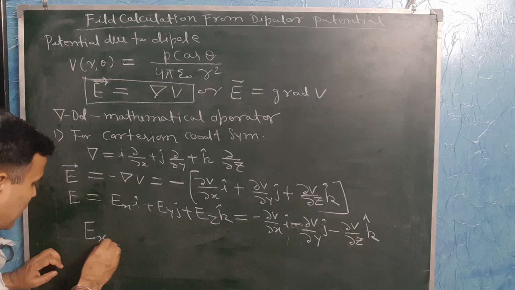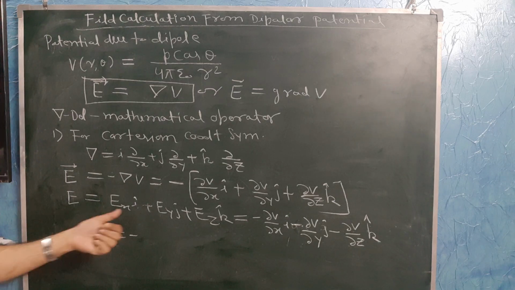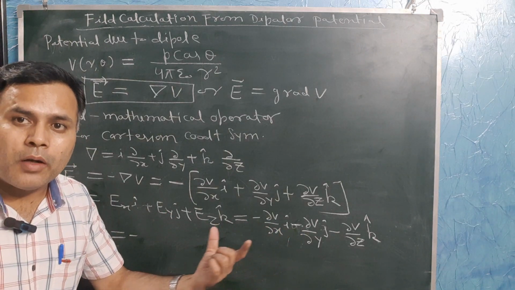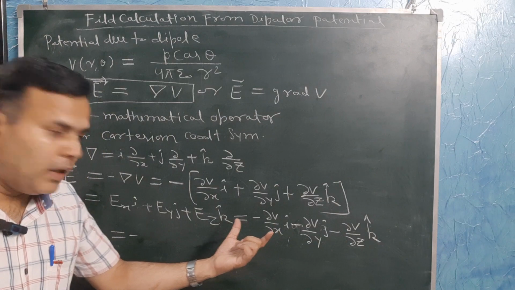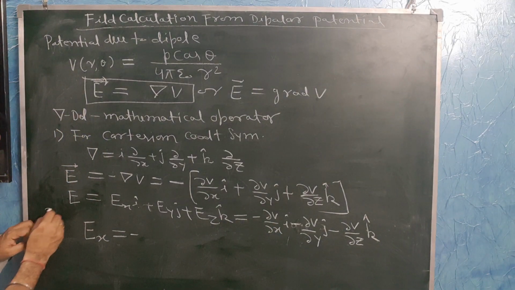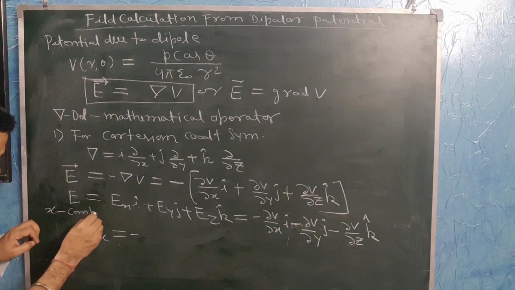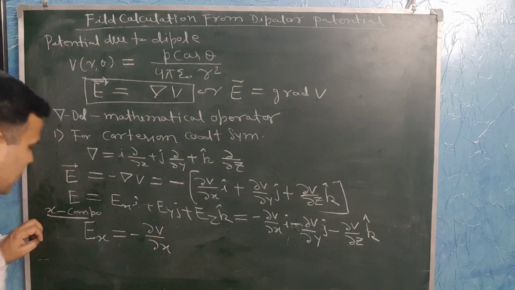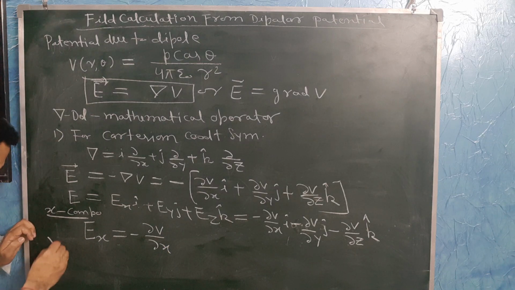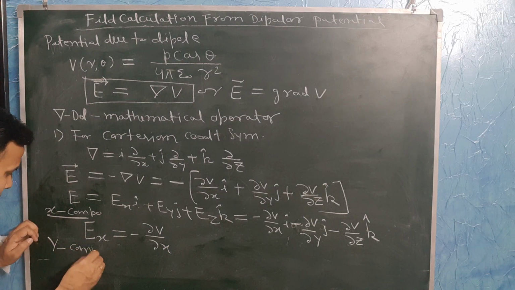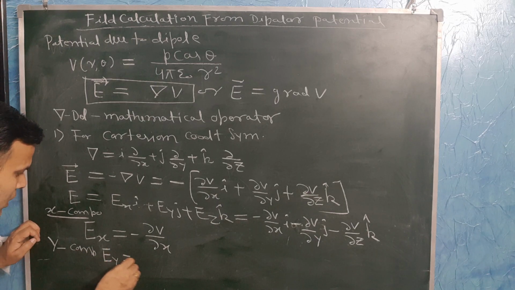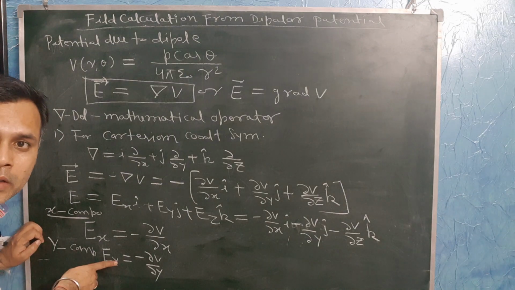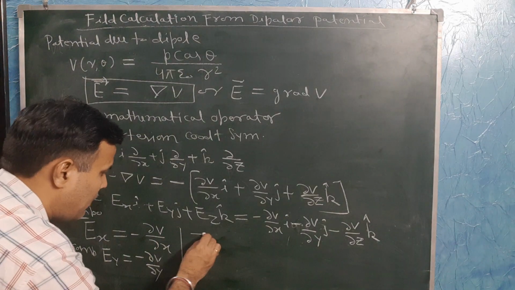For example, in this case, what is our Ex? Comparing the i cap coefficient on both sides in order to find the x component of field, the x component is simply minus del V by del x. And what is the y component? The y component, which is Ey, is minus del V by del y. And what is the z component?